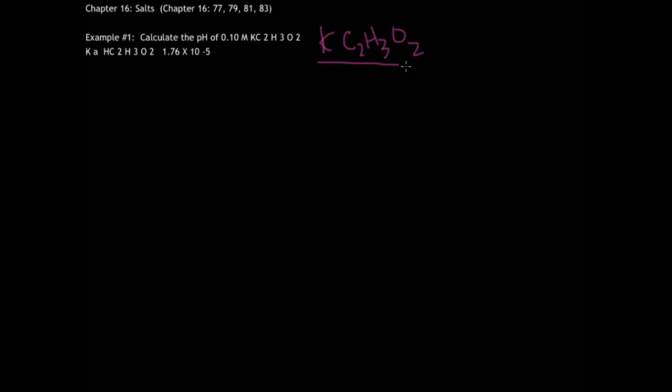Well, the major species is KC2H3O2, which is a metal and a polyatomic, also known as ionic, also known as a salt, meaning this is a salt problem, okay? I don't see a weak acid anywhere right now. I don't see a weak base anywhere right now. I see an ionic compound, okay? So what do you do after you identify the major species?